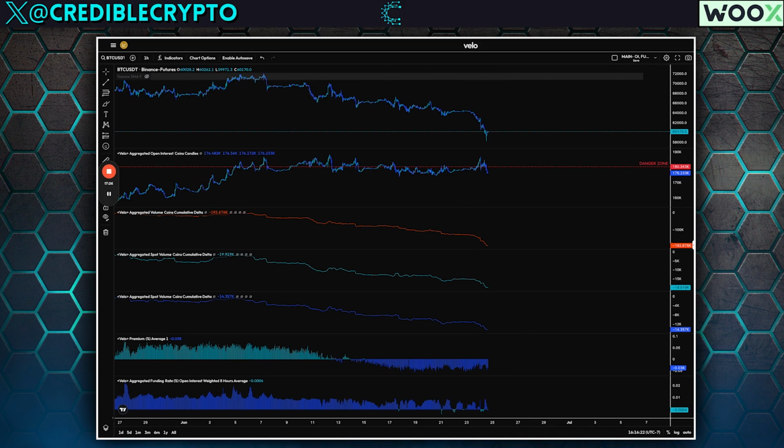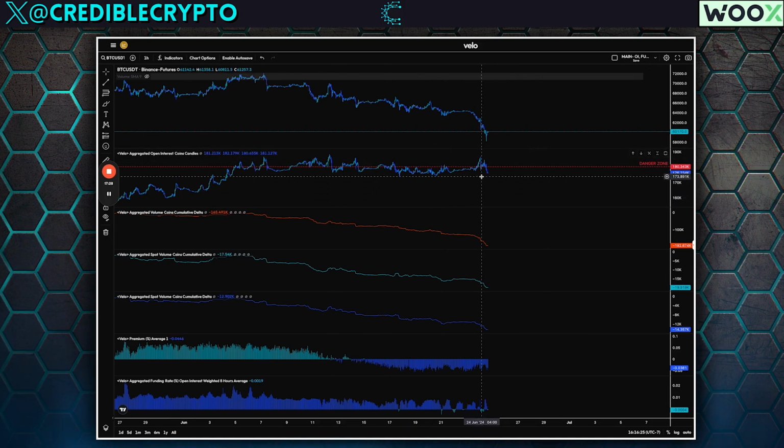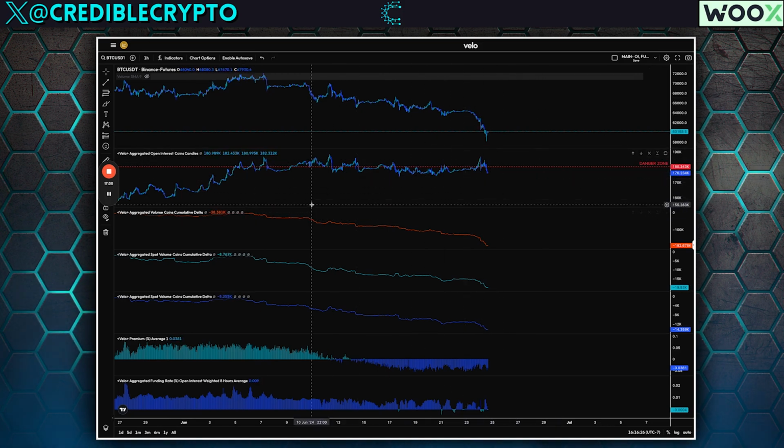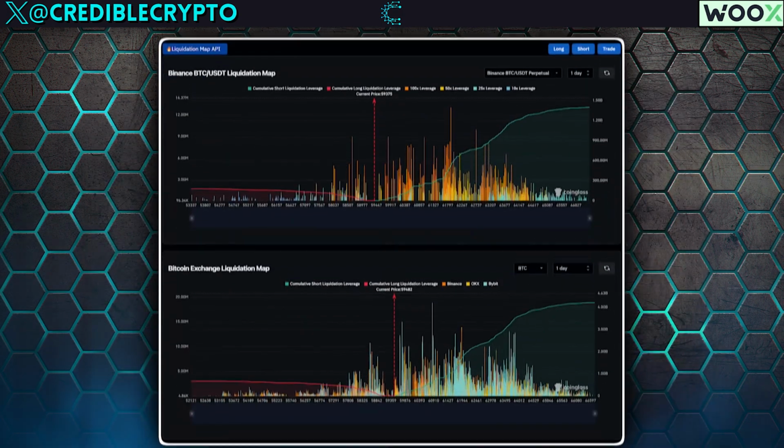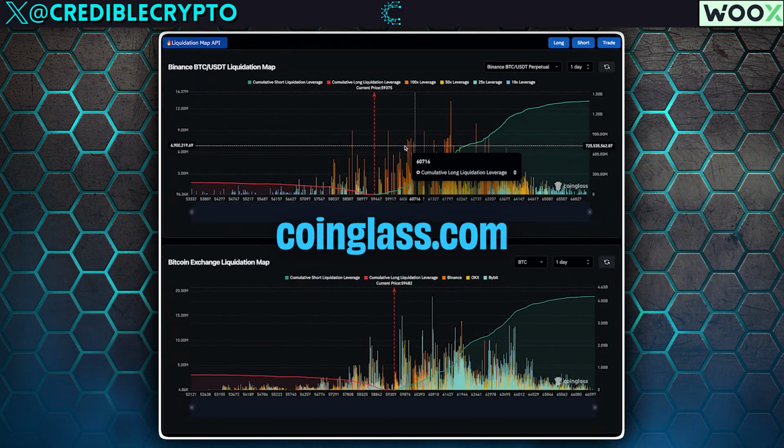Further confluence or confidence that we do have a big buildup of shorts here and that a lot of longs have been flushed out, we can actually take a look at these liquidation levels here on Coinglass to kind of give us an idea.